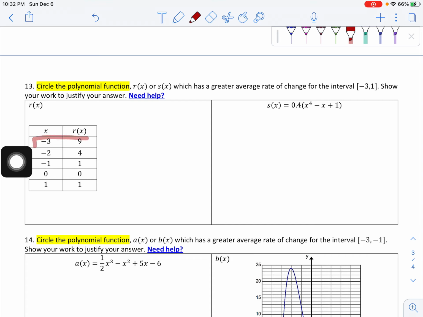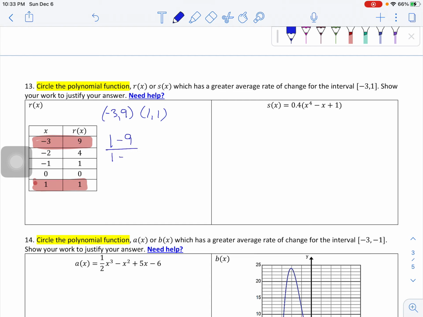So on the table of values, I know that my first x value is -3. So I want this ordered pair right here. And my second x value is 1, so I want this ordered pair right here. So if I write those out, we've got (-3, 9) and (1, 1). So I'm going to use slope to find my average rate of change.